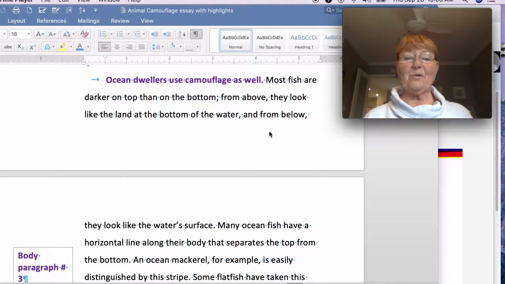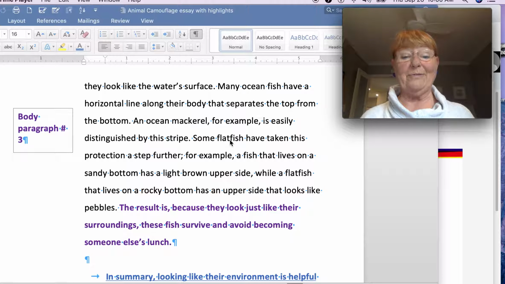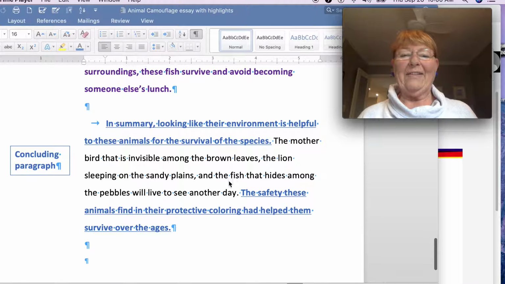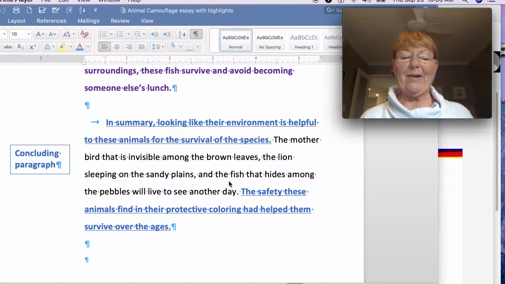And after they talk about the mackerel, they give an example of flatfish that lie on the bottom, and they look just like the bottom from above. Then it says the result is, because they look just like their surroundings, these fish survive and avoid becoming someone else's lunch. Well, that's nice, thank you. Although I would like them for lunch. That's your third body paragraph.